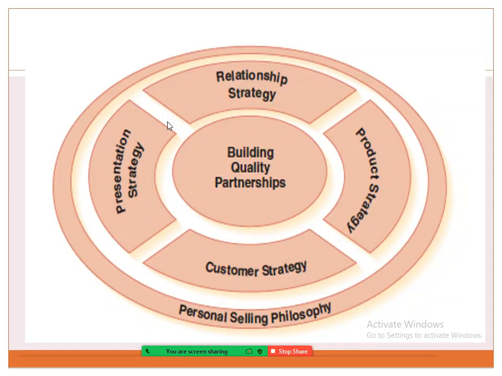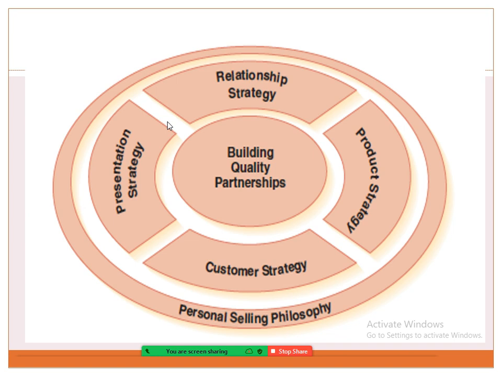This figure shows when the five strategies are integrated with an appropriate personal selling philosophy. This results in high quality partnerships. So in the center you have building quality partnerships, and the remaining four are the relationship strategy, presentation strategy, customer strategy, and product strategy.